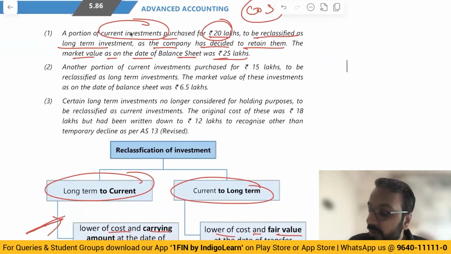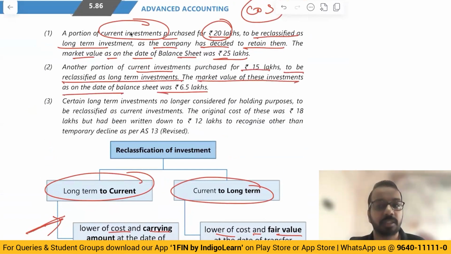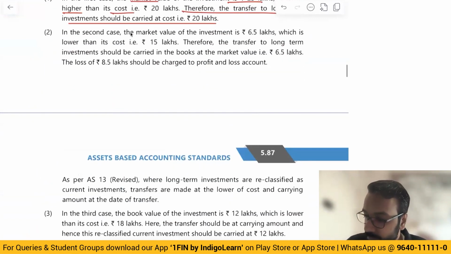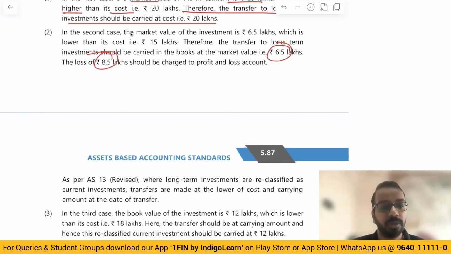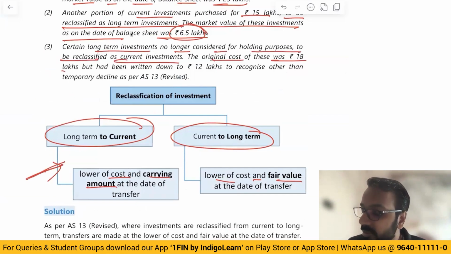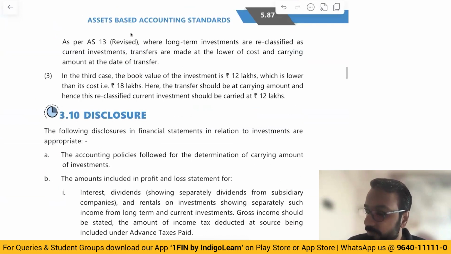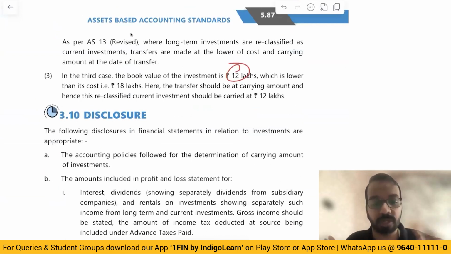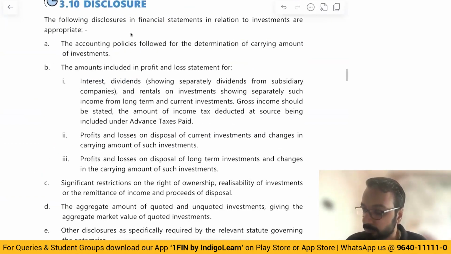Then another portion of current investment purchased for 15 lakhs is to be reclassified as long term. The market value of this investment on the balance sheet date is 6.5. Lower of cost and fair value. Fair value is 6.5. So you will take it to 6.5, and the balance 8.5 lakhs will be your expense. Next, a certain long-term investment no longer considered for holding purpose is to be reclassified as current investment. Original cost of this was 18 lakhs, but is written down to 12 lakhs. So cost 18 lakhs, carrying amount 12 lakhs, so you'll transfer it at 12 lakhs. So what about 6 lakhs? 6 lakhs has already been written off to P&L. So there is no treatment for that loss of 6 lakhs.